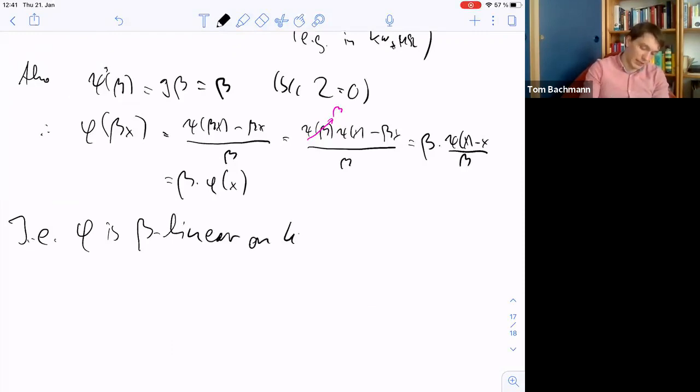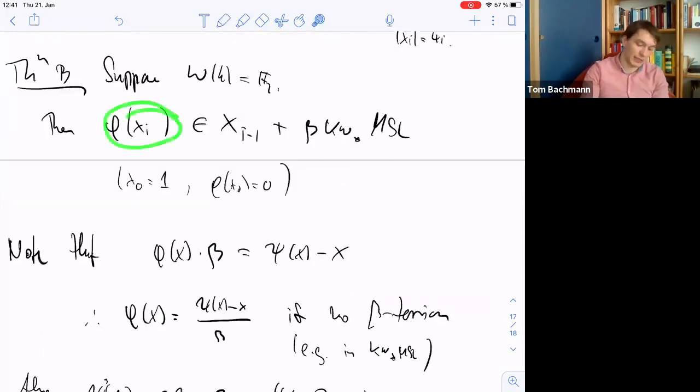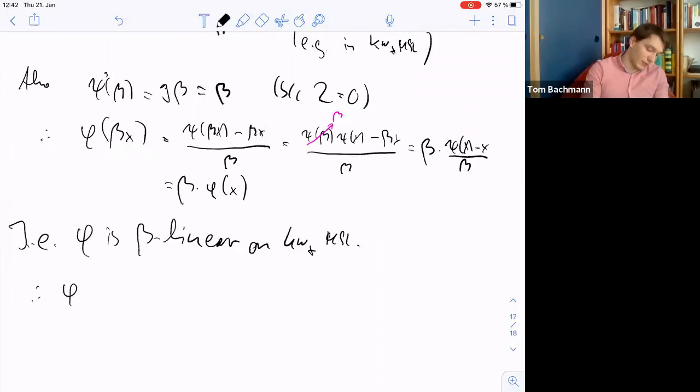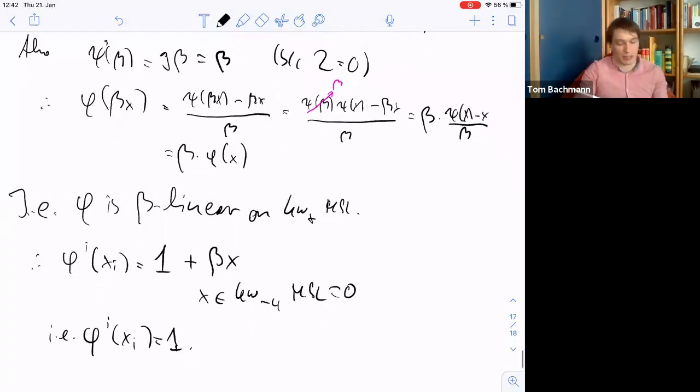And now, on KW star MSR, I can use this formula here, which said that phi applied to xi, basically I get xi minus one plus some noise. And so I can apply phi again, and then I get phi of this one, which is xi minus two plus some noise plus phi of this noise. But the noise was multiples of beta and the thing was beta linear. So it's still multiples of beta. So then you get that, if I do it i times and I apply it to xi, basically I get one plus possibly some noise. But so x must live in KW minus four MSL, which you know is zero. So in other words, if you do this operation i times, you get one.